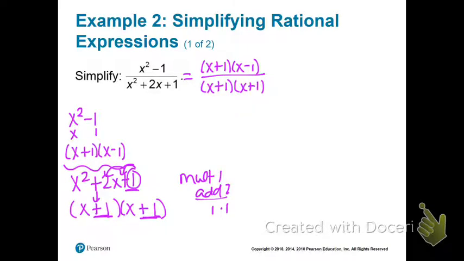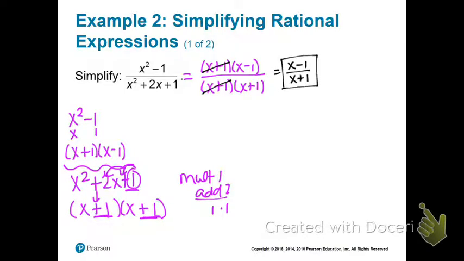All right. Now, if anything is the same on top and bottom, we can cancel them. And so I see I have an x plus 1 on top, and I have an x plus 1 on bottom. Actually, I have two x plus 1 on bottom, but it's a 1-for-1 deal. If I only take one of them out of the top, I can only take one out of the bottom. Okay, so we're left with x minus 1 on top over x plus 1 on bottom.